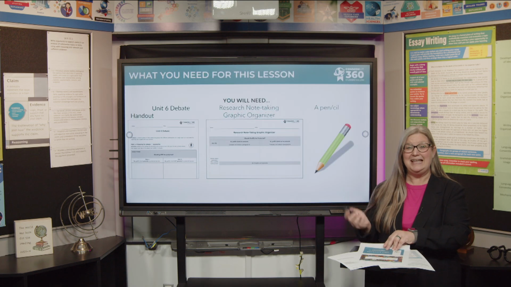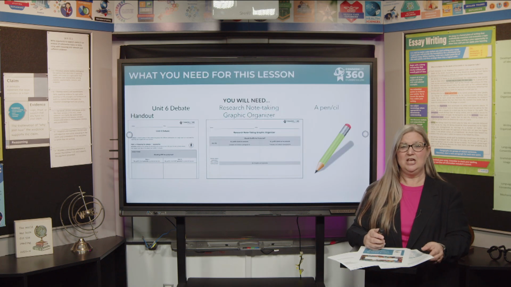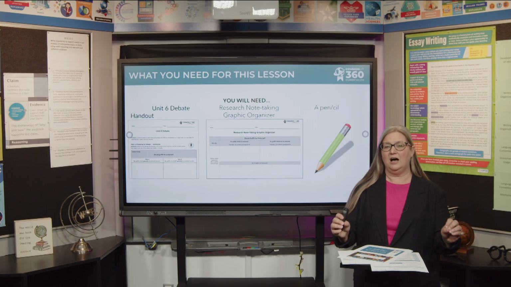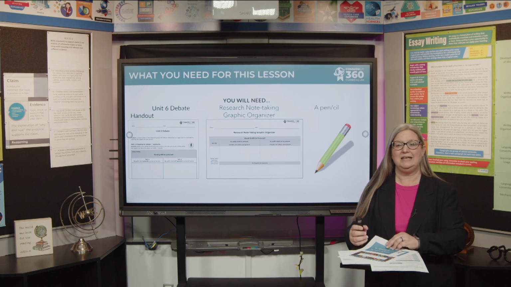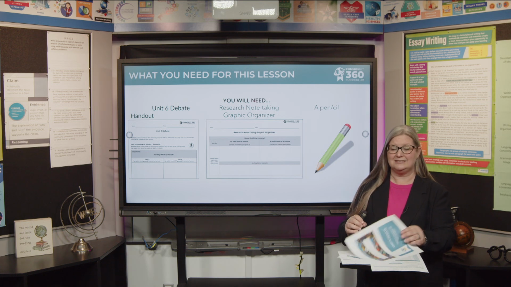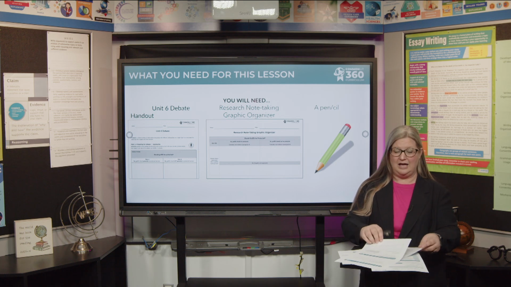And so let's look at what you will need for this unit. You need this handout called Unit 6 Debate that your teacher can get for you from the CommonLit 360 curriculum resources, as well as that graphic organizer where you have been keeping up with all of your notes. Guys, it should be full of evidence, everything that you really need to argue either side of this debate. And you will also need a pen or a pencil because I firmly believe that when you write these things down, you learn a whole lot more.